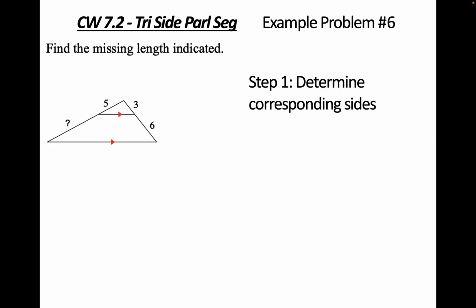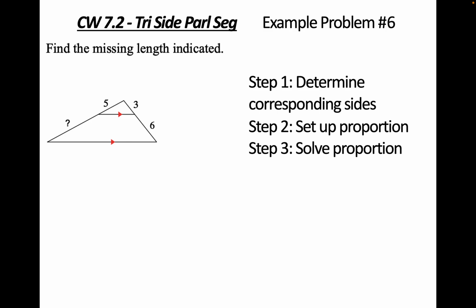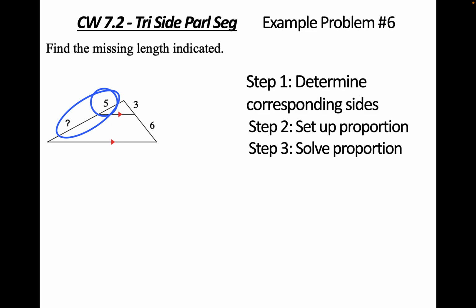So if they are, once again, I'm going to follow the same procedure I did for the last problem. I'm going to determine the corresponding sides, I'm going to set up the proportion, and then I'm going to solve it. So the first thing to do is to determine the sides. So the small triangle, the side 5, goes with the big triangle 5 plus x. And then the small triangle, the side of 3, goes with the big triangle, this 3 plus 6, which would be 9. So that now lets me set up my proportion.